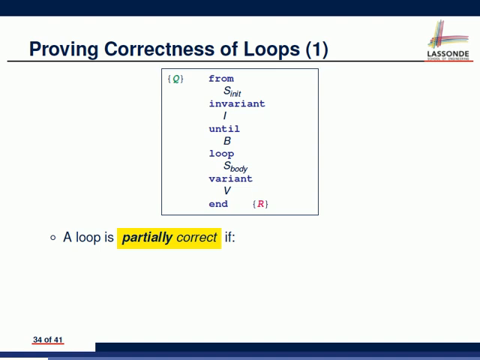One is about termination. The other one is assuming that termination is the case, and are we going to establish the post condition at the end? So these are the two parts. Okay, let's talk about partial correctness first. Let's not worry about termination just yet.